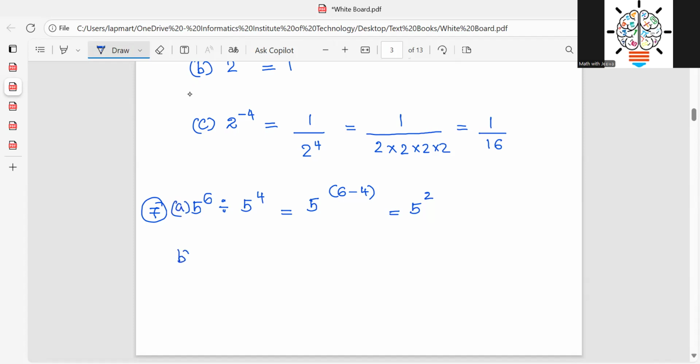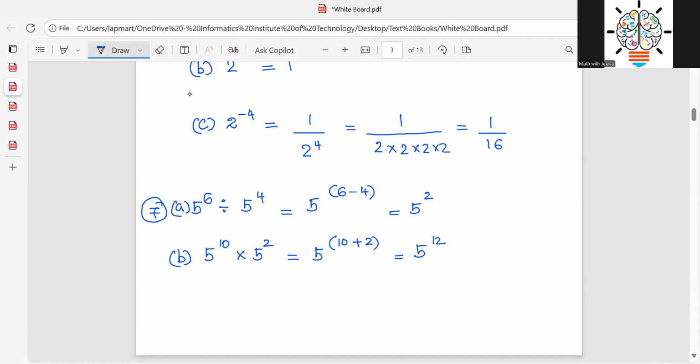And then the part B, I have 5 to the power of 10 multiplied by 5 to the power of 2. Here the same base value, but multiplication, we want to add the indices. So that becomes 5 to the power of 12.